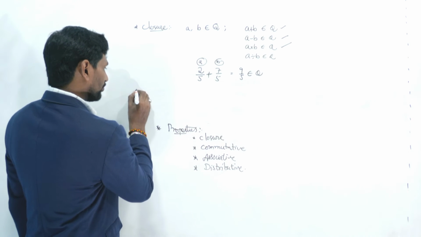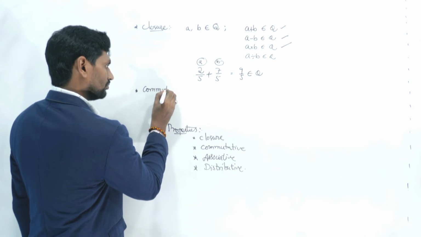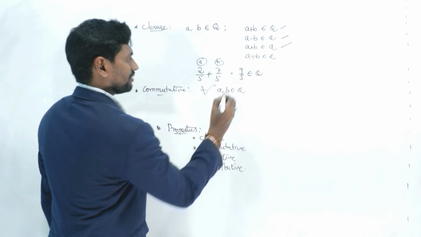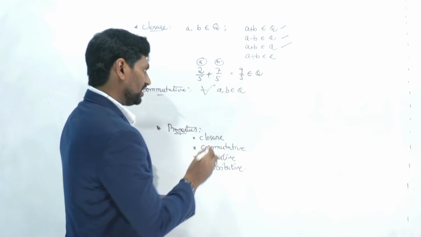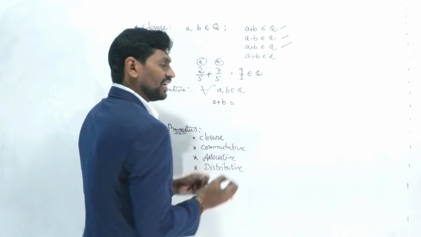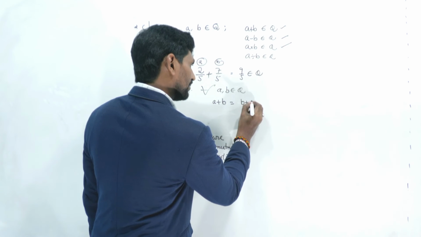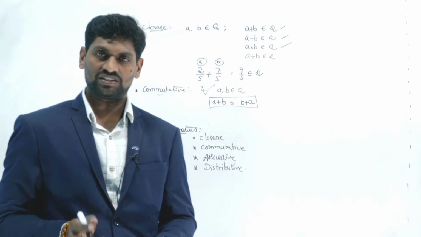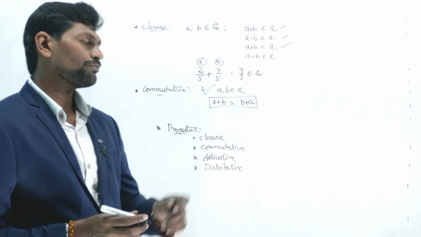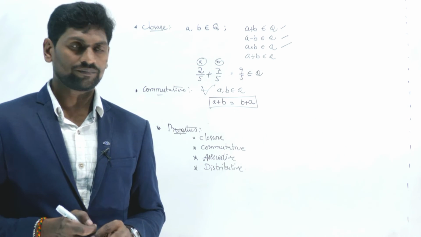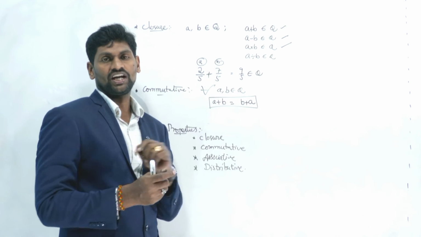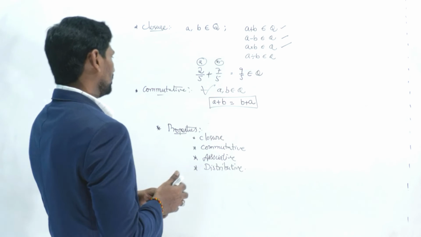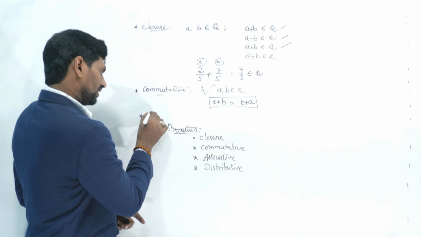Next, what is commutative property? Commutative property: for every a, b belongs to rational numbers, that means if you take any two rational numbers, a plus b and b plus a must be equal. Both are equal. Such a property is called commutative property. Even if we add in any order, it doesn't matter. The sum of the two numbers will obviously be the same.